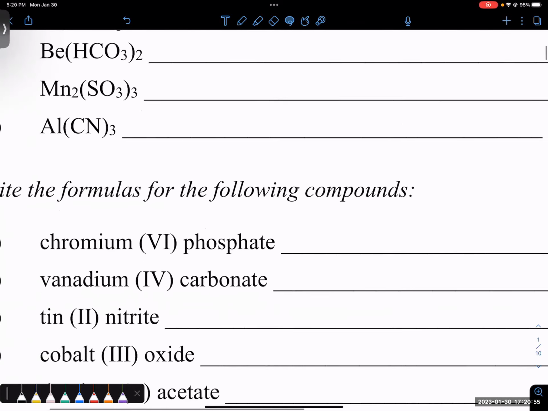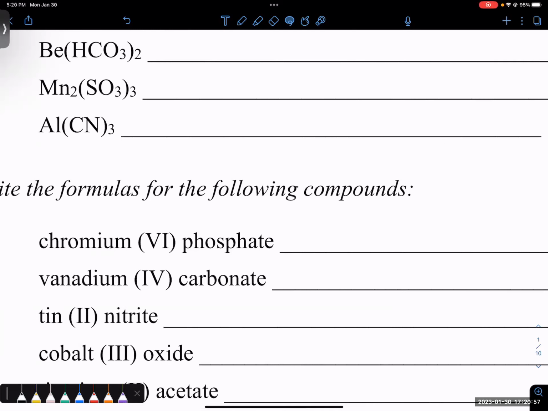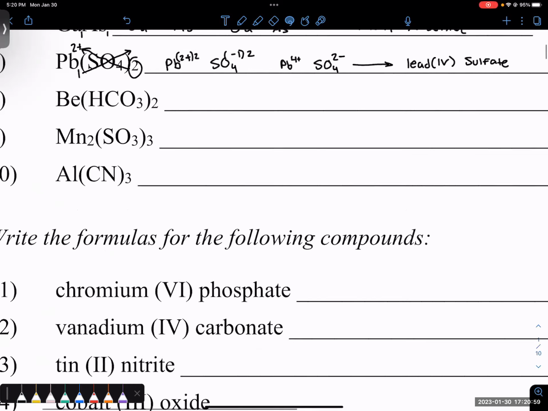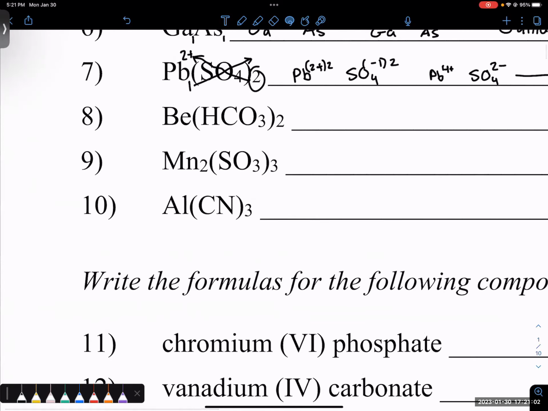Anyways, what would we do for number 8? Yeah, so we can do our little reverse crisscross, is like what I like to say. So the 2 goes up here. I'll do it the way y'all always see me do it. So that goes there to give us Be2+, and this 1 goes up here. So it gives us HCO3-.